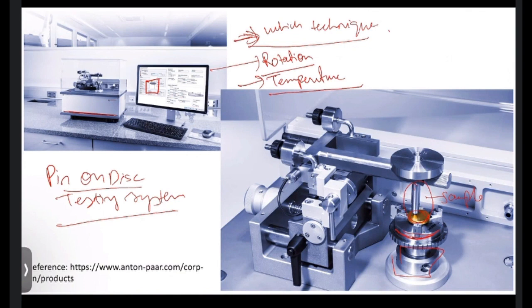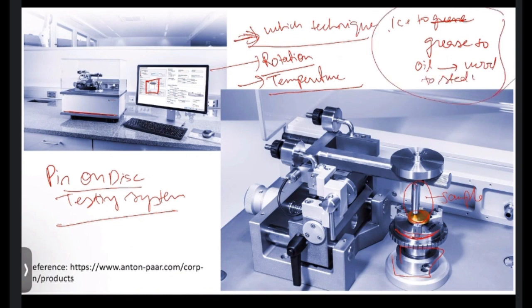Temperature is very important. You are thinking of the samples which are solid, but the pin on disk technique can be used on a wide range of samples from ice to grease to oil to food to steel. Such a wide range of samples are there. So to correctly study wear, we are studying through pin on disk testing. We study wear behavior. Wear means how the particle loses its weight when some stress is there on the sample. So for the wear test, temperature is important.